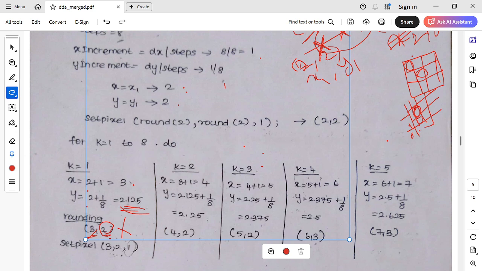Next you're going to calculate the value for k equal to 3. The value for x is 4, and the x increment is 1, so you're getting 5. The value for y is y plus y increment: the y we got is 2.25 plus the y increment value of 1 by 8, so you're getting 2.375. Rounding this off, for 5 you're getting 2. So the next value will be 5 comma 2. Next is k equal to 4. For k equal to 4, again you're going to calculate.